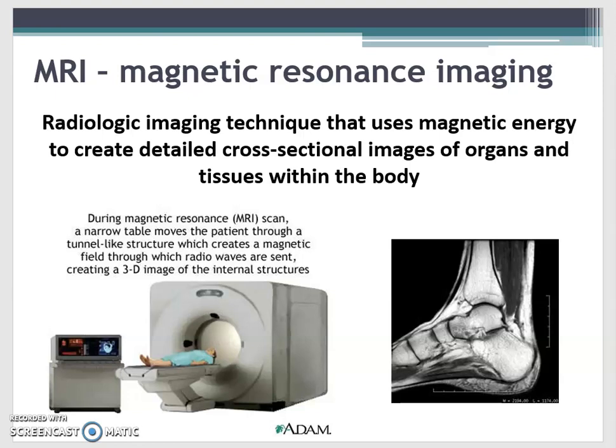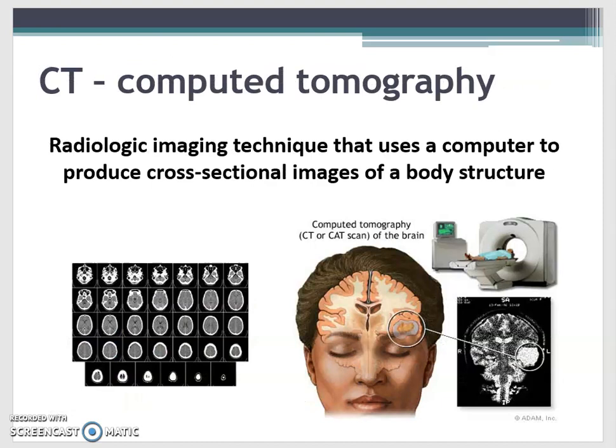They're great machines, though, because we get this type of study without radiation. Versus CT, which I just mentioned a moment before. I'm very interested in CT. It's computed tomography. Tomography means the process of cutting into small slices. So this is a radiological imaging technique that uses a computer to produce cross-sectional images of a body structure.